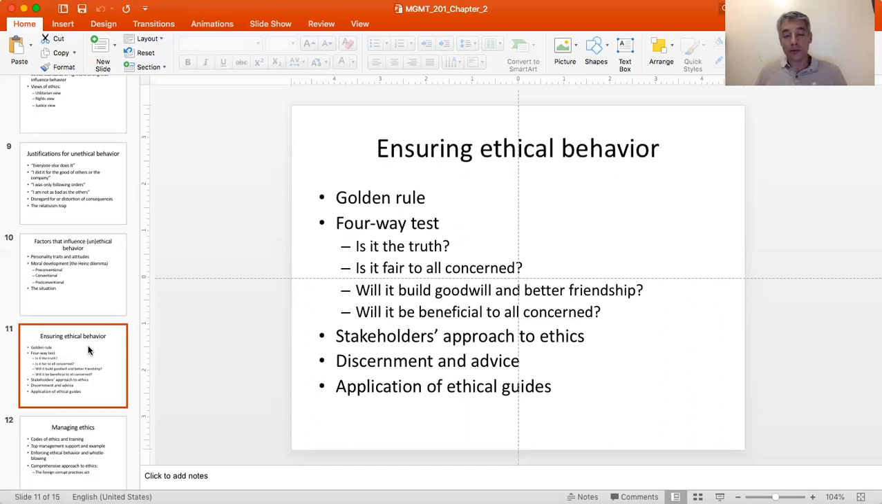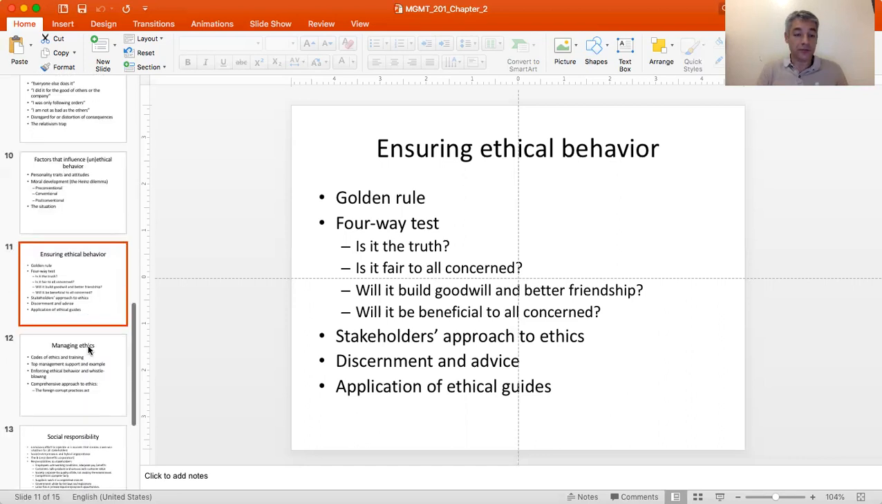They may help you with making ethical decisions. They may help you with ensuring your behavior is ethical. So they may have those guidelines explaining how to behave in different situations that almost takes the thinking away from you. You simply follow the guidelines that ensure that your decisions will be ethical.